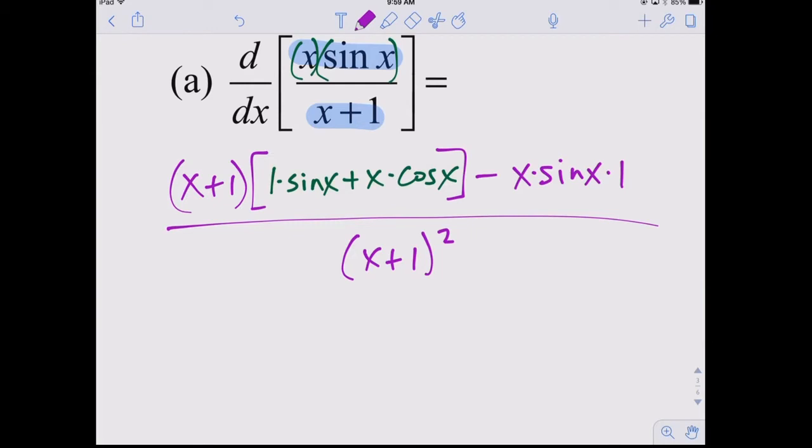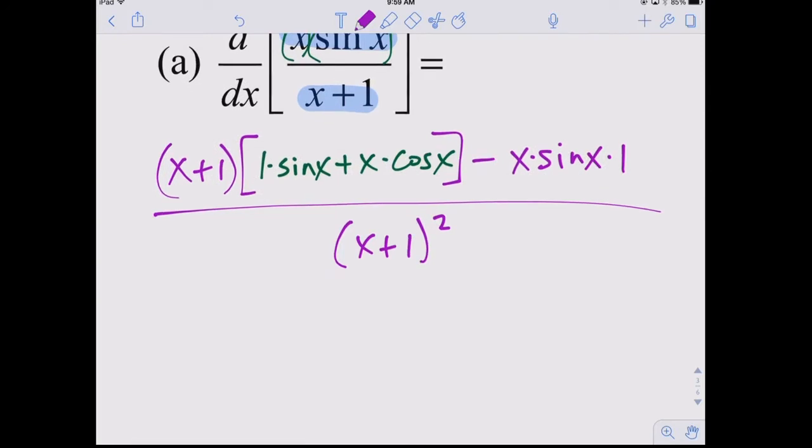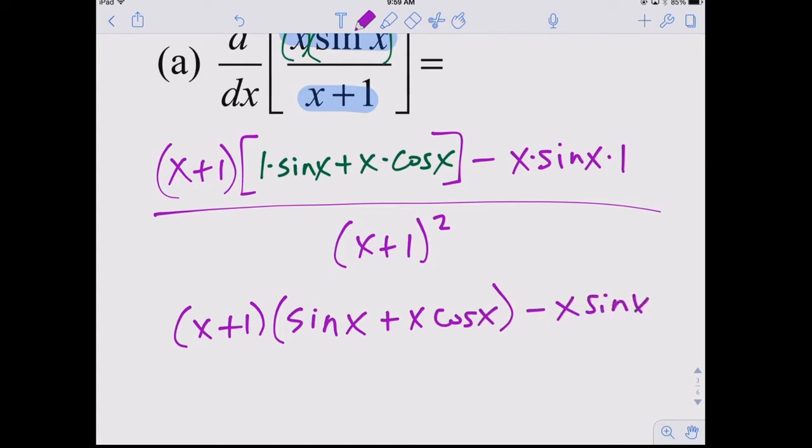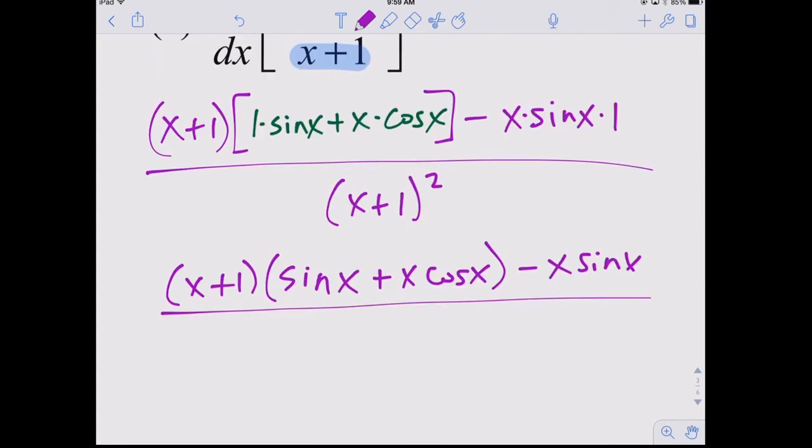What's left? Maybe a little bit of algebra, right? Combining things. I'm not sure if I want to do this, but let's see if we can just make it look a little prettier. That's sine of x plus x cosine of x minus x sine of x all over x plus 1 squared. Can I divide out one of those x plus 1s? One of those with one of these? Those divide out? No, because it's not a factor in the top of both terms. The only thing I could do in the top is expand, right? You want to FOIL it out?